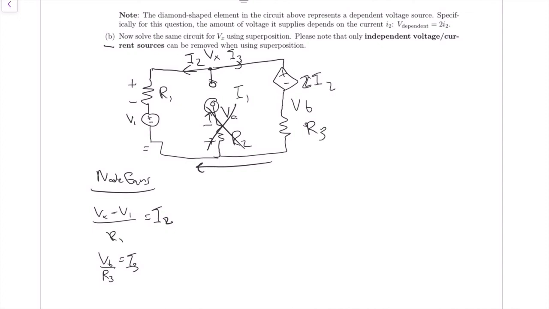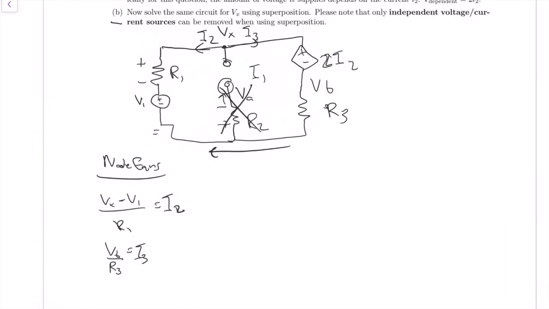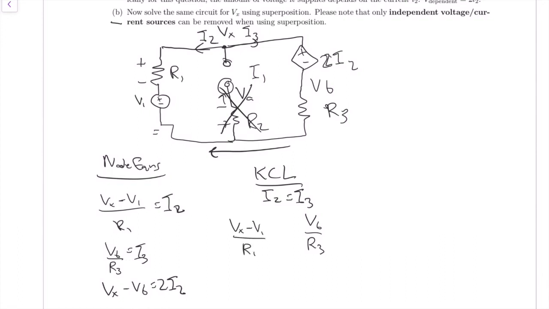And so here's what we'll do. We'll write the final node voltage equation, which is Vx minus Vb is equal to 2I2. This is again based on our dependent source. And then I believe that's it for those. And then for our KCL, we don't have an I1 anymore, so we just have I2 that's equal to I3. So I3, once again, is VB over R3. And then I2 is Vx minus V1 over R1, which is equal to VB over R3.